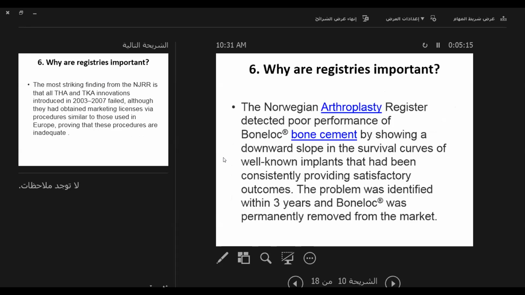Through the data extracted from registries, they noticed that this type of bone cement is not functioning well, and after that they withdrew it from the market.